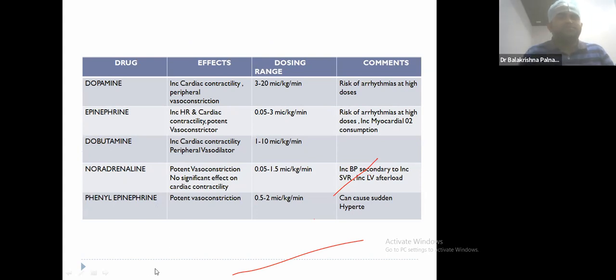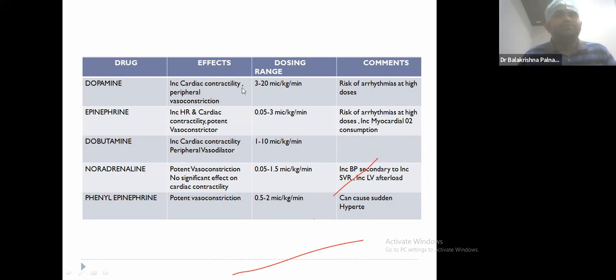One common misconception we all have is we don't usually categorize the cardiac medications. So for us, inotrope is an inotrope. Usually it can be a vasopressor, it can be an inotrope, it can be an inodilator. So your noradrenaline is a potent vasoconstrictor. It is a vasopressor. It has no effect on cardiac contractility. It will increase the BP secondary to increasing the SVR, and it will increase the LV afterload.